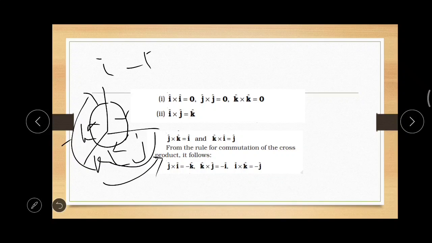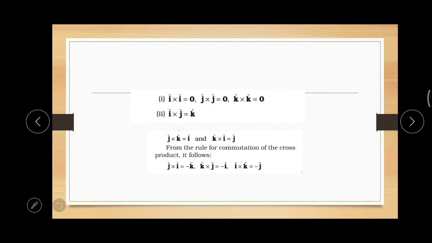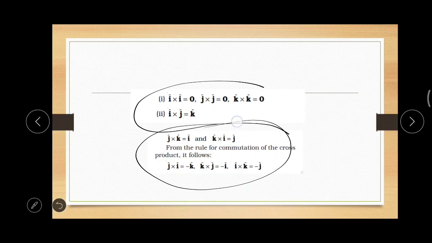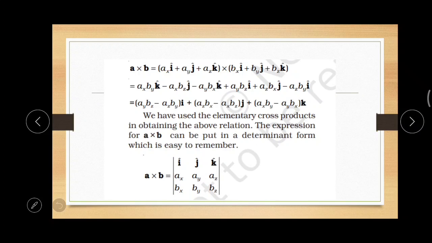So with the help of this diagram, you can remember these equations. These are important things for the vector. As you are considering the vector product, these are some major points. With the help of that diagram, you can easily remember these terms. Okay. Now let us come to the vector product.